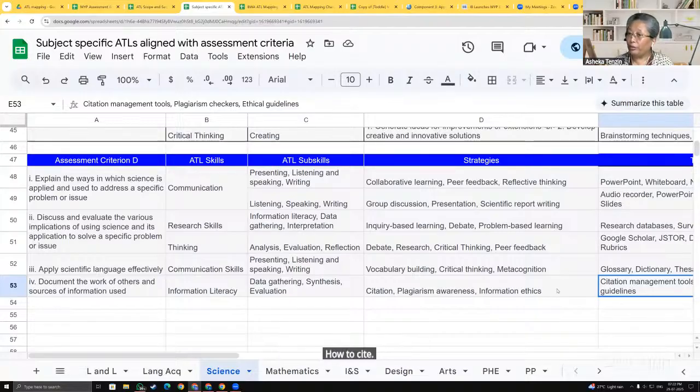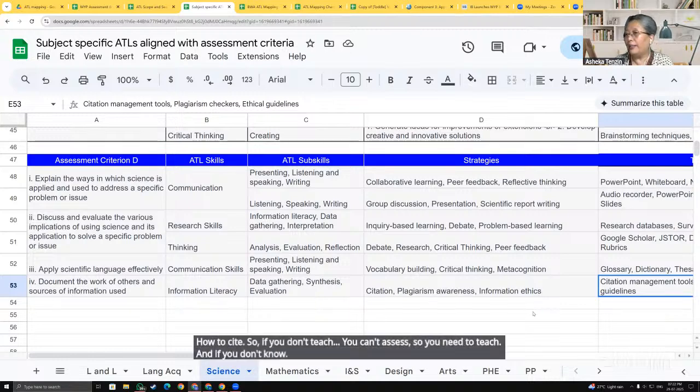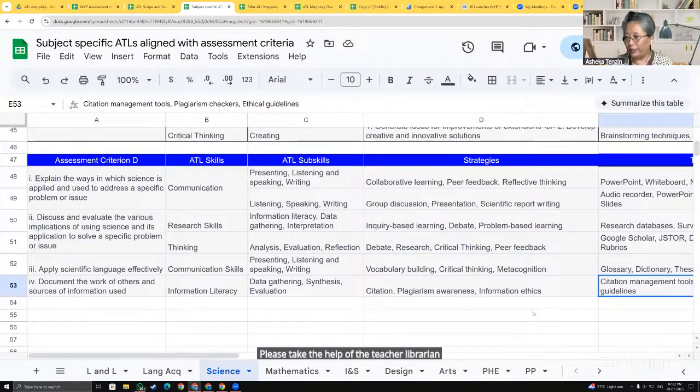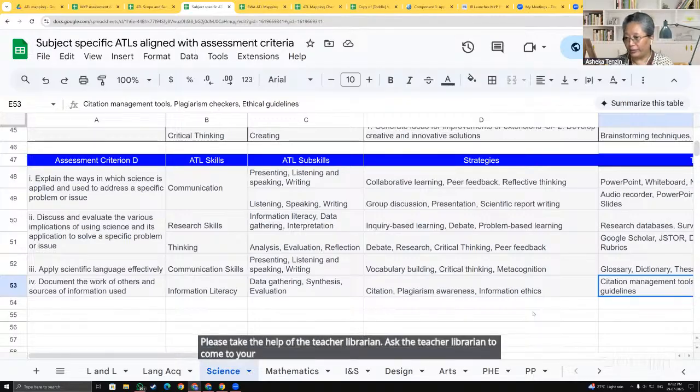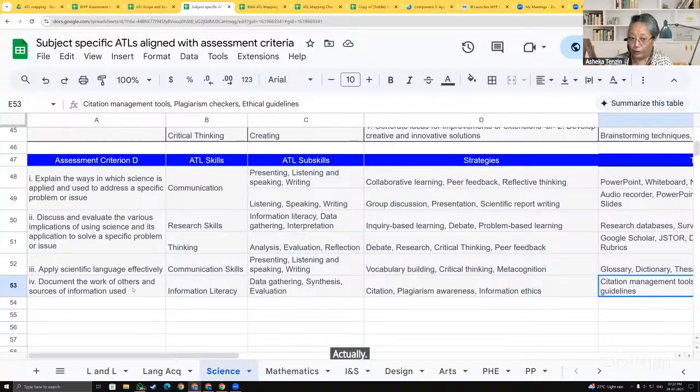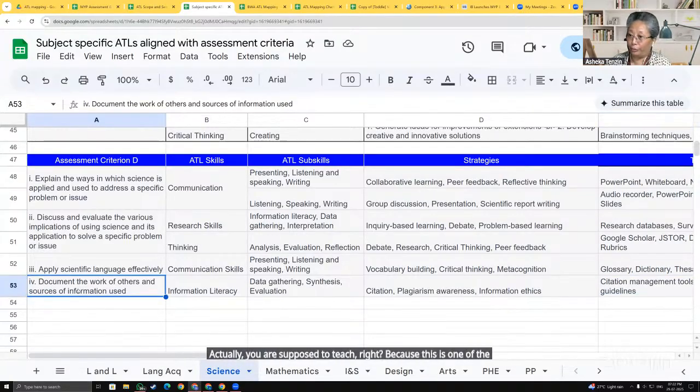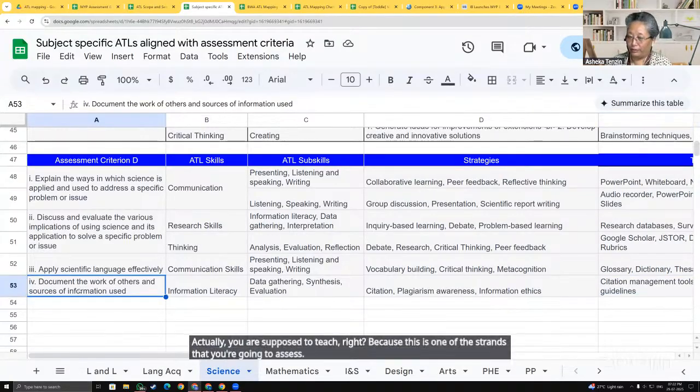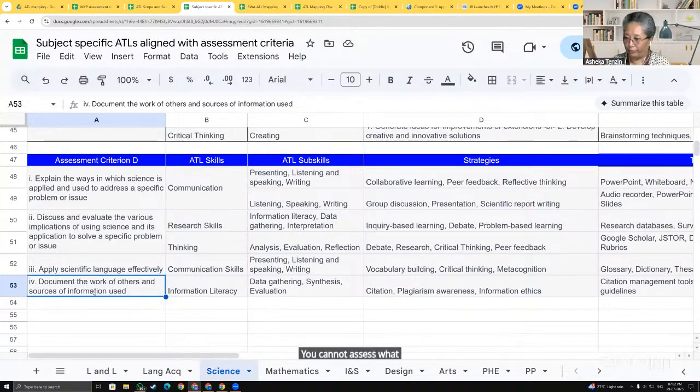So if you don't teach, you can't assess. So you need to teach. And if you don't know, please take the help of the teacher librarian. Ask the teacher librarian to come to your class and teach this skill. Actually, you are supposed to teach, right? Because this is one of the strands that you're going to assess. You cannot assess what you have not taught. Remember? Okay. So this is about science.